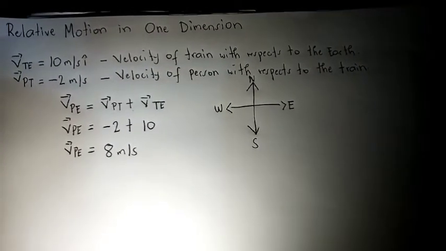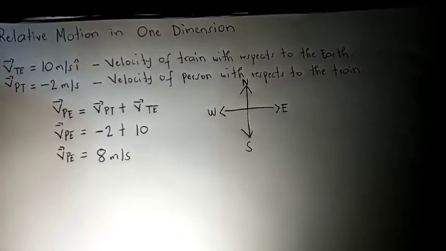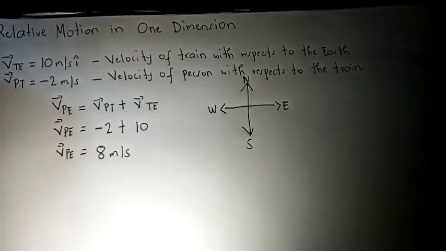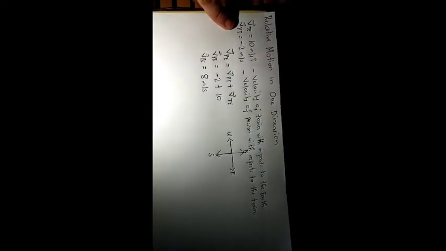Let's now say the person gets up out of her seat and walks toward the back of the train at 2 meters per second. Since the person is going to the west, which is our negative direction, the velocity of the person with respect to the train is equal to negative 2 meters per second.